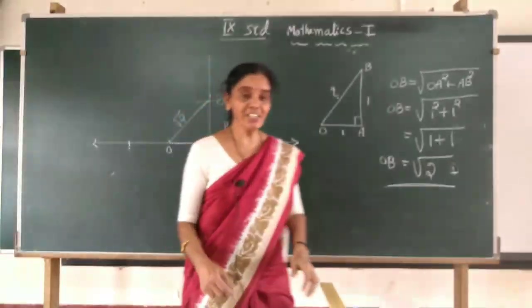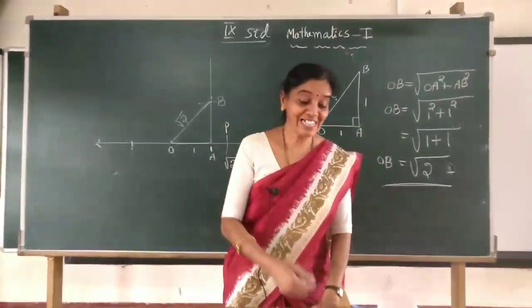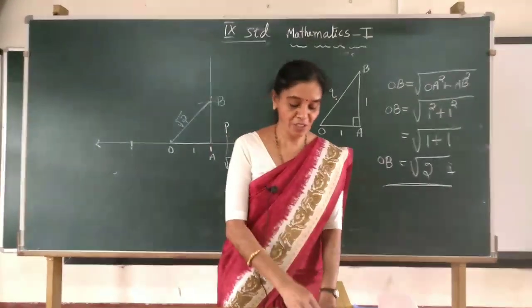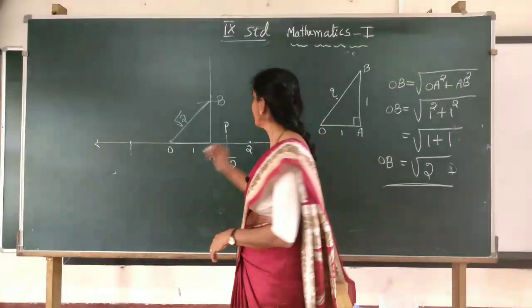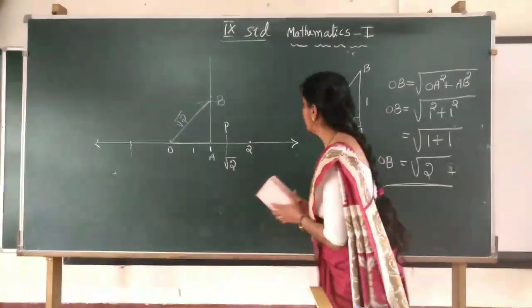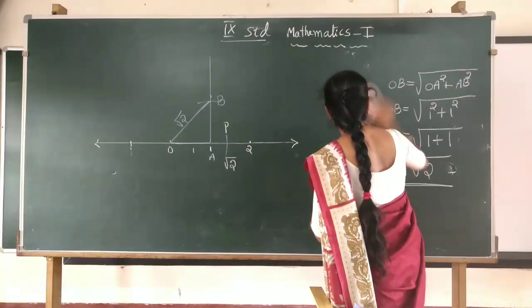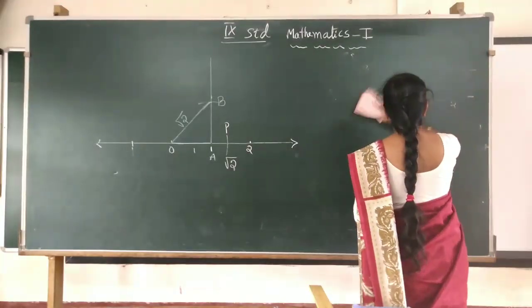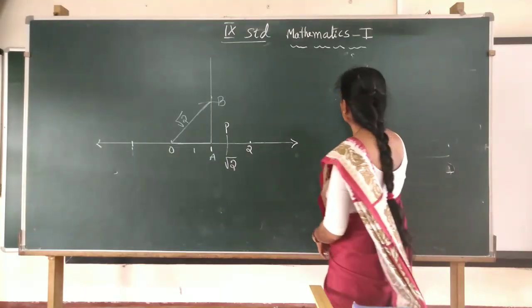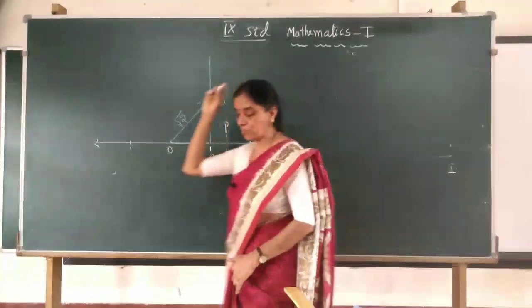Now we can do one more irrational number. Say the next irrational number, square root 3, you want to represent. One more example: how to represent square root 3 on the number line. So next, representing square root 3 on the number line.